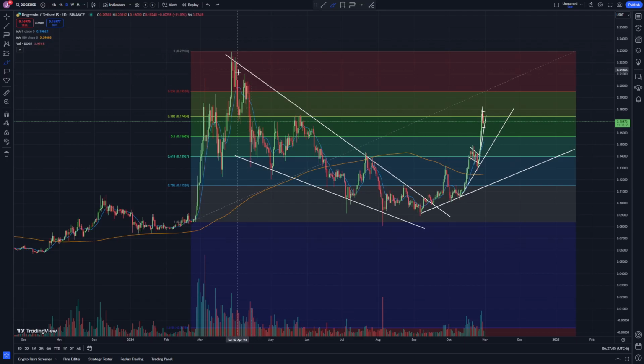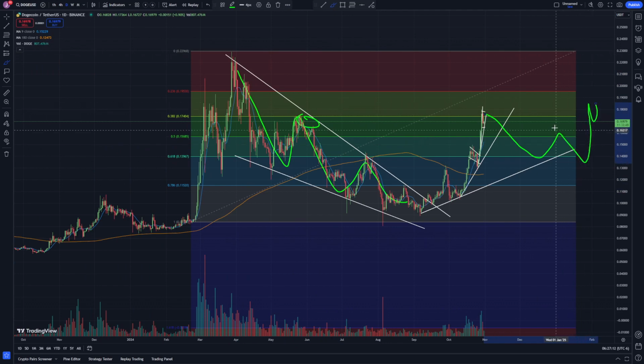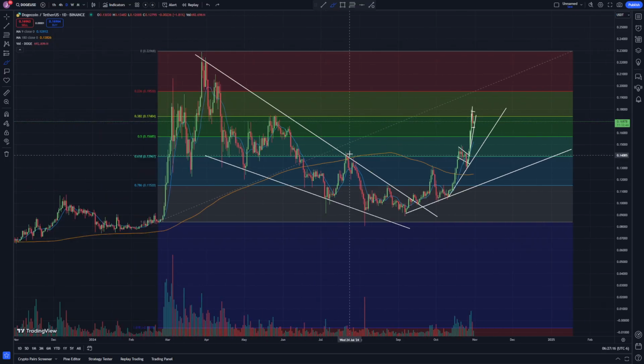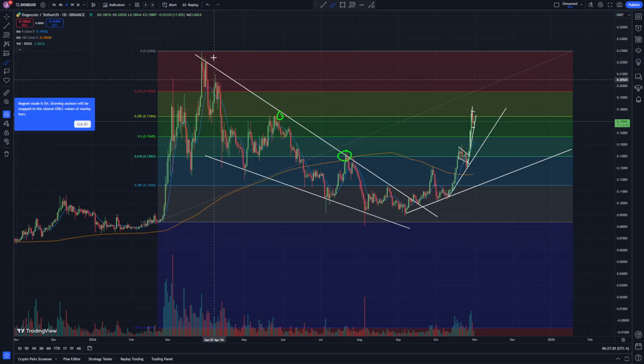And sometimes in these patterns, we just go to the middle of it, and then it kind of starts going sideways, or it starts forming other stuff, and that's the end of the pattern. But like I was saying, we came up, hit the first target, hit the second target. The third target would be up here.